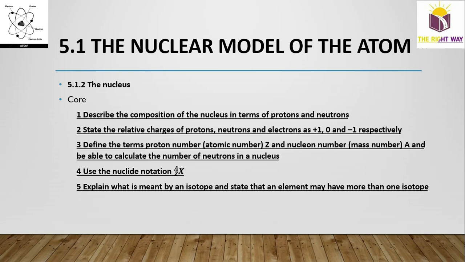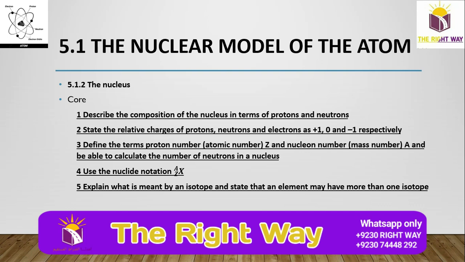Today we are going to discuss nuclear physics, topic number 2, the nucleus. In the nucleus, the core topics are: describe the composition of the nucleus in terms of protons and neutrons, state the relative charge of proton, neutron and electron, which is plus 1, 0 and minus 1 respectively, define the term proton number, which is also called atomic number, denoted by Z, and nucleon number, mass number, denoted by the letter A. And be able to calculate the number of neutrons in a nucleus from these two numbers.